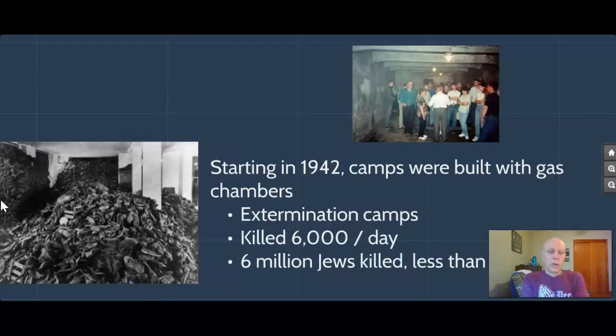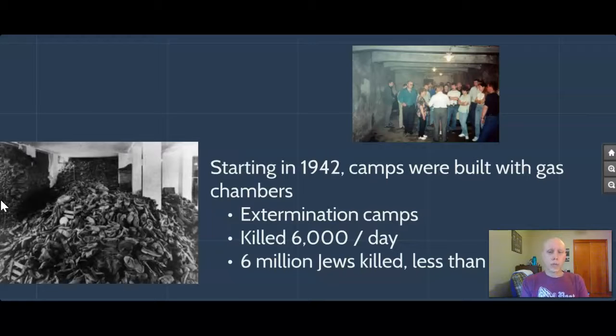Probably one of the most known and notorious of these extermination camps was Auschwitz. And these are some pictures taken from Auschwitz. One of the things that these camps would have is they would have gas chambers in them. The picture on the upper part, those are people who are visiting Auschwitz, and they're standing in one of the gas chambers. At those killing camps, people that were deemed as people that needed to die right then would be simply pushed into these gas chambers.